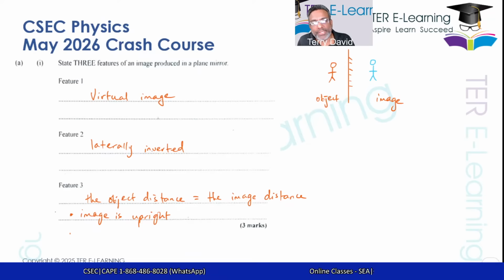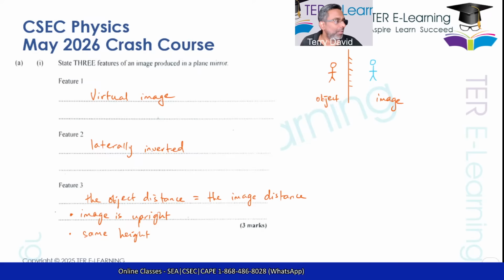Right, so the image is upright, and you could talk about same height. Image and object is same height. So there are other possible answers here. Okay. What else do we have here now? Some calculation, hopefully.